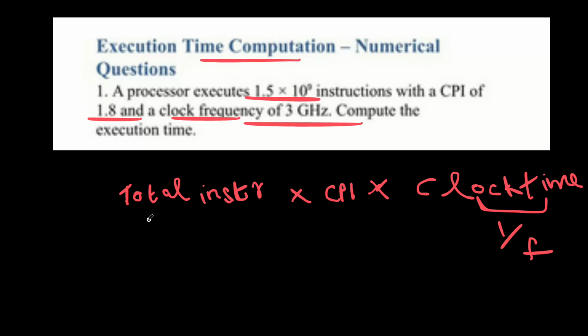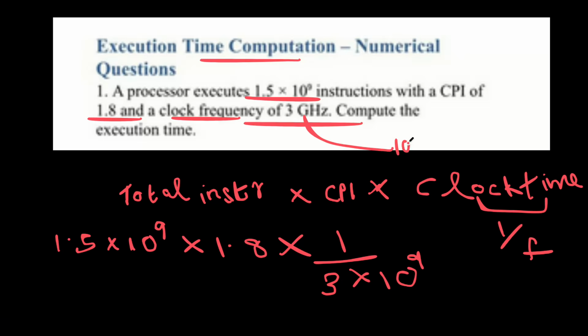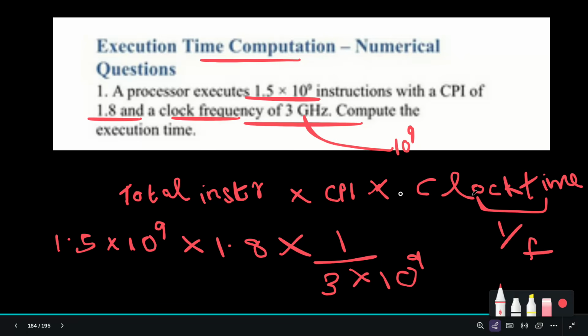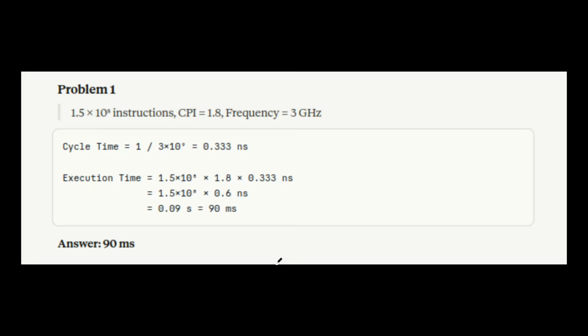So this question can be written as total instruction, given as 1.5 into 10 raised to 9, into CPI, which would be 1.8, into 1 divided by 3 giga. Giga is 10 raised to 9, which you have to know. So it is actually 1 divided by 3 into 10 raised to 9. This whole you have to solve.